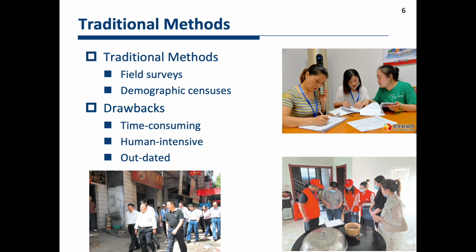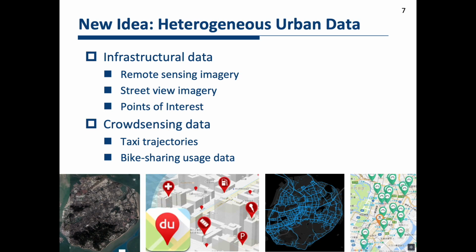Traditionally, urban authorities usually resort to field surveys and demographic census by sending out investigators to urban villages. However, these methods are usually time-consuming and human-intensive. Besides, as urban villages are continuously being renovated, these statistical data are easily outdated and do not reflect the state of the art. In this paper, we propose a new idea to identify urban village boundaries and estimate their populations leveraging heterogeneous urban data.